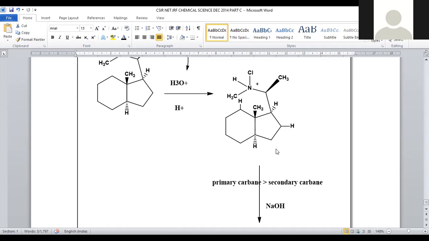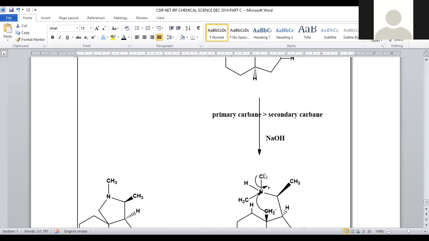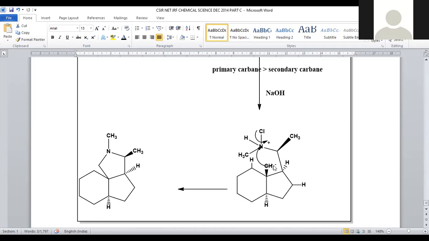And here also tertiary, not at all possible. The only possibility will be the primary carbon. That will be the more stable carbene if you are going to pull the hydrogen from the center. That's the reason why sodium hydroxide will detach the hydrogen from this carbon atom, so that carbene will be generated at this position. The carbene generated is here.